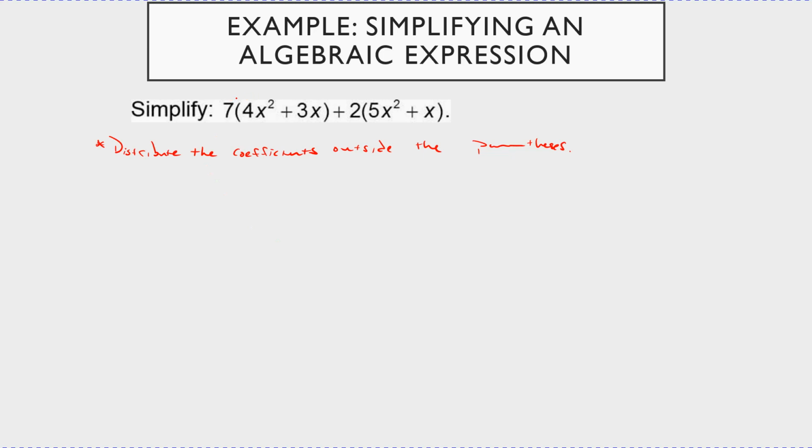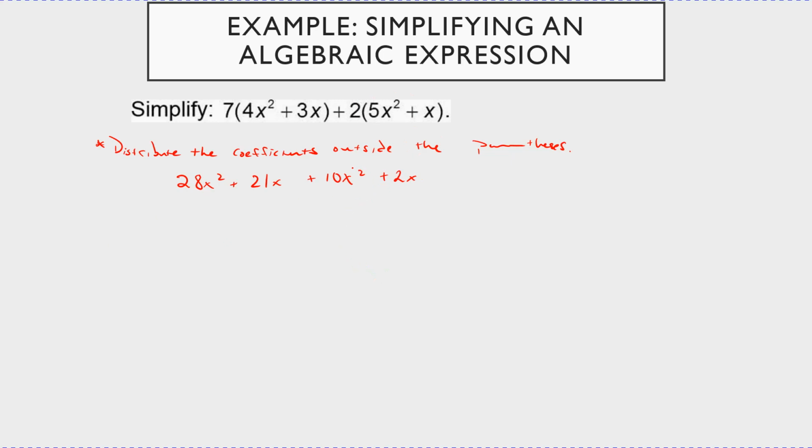Okay, so I'm going to take this 7 and distribute it through. So this becomes 7 times 4x squared. Well, 7 times 4 gets me 28x squared. Plus 7 times 3, though, that's 21x. Plus now 2 times 5x squared. Well, 2 times 5 gets me plus 10x squared. And then 2 times x just gets me plus 2x.